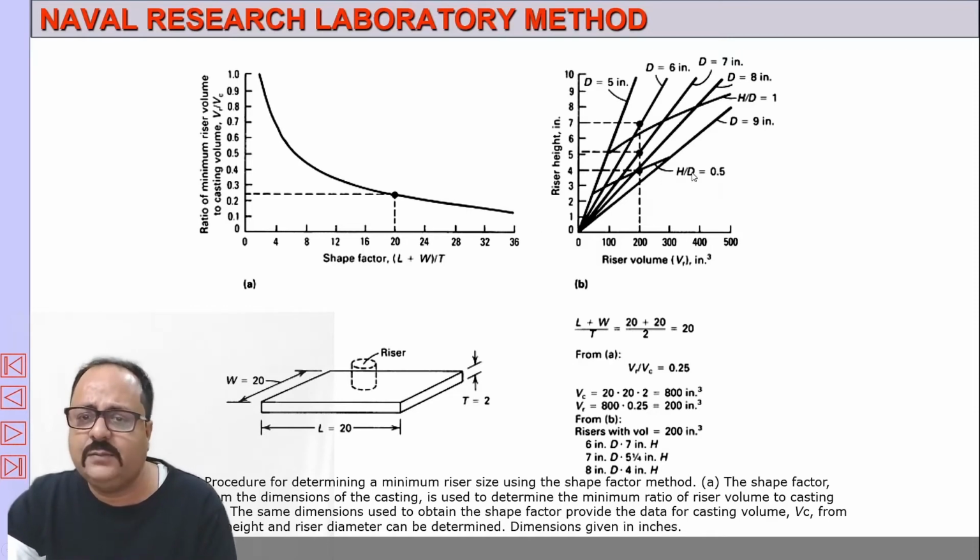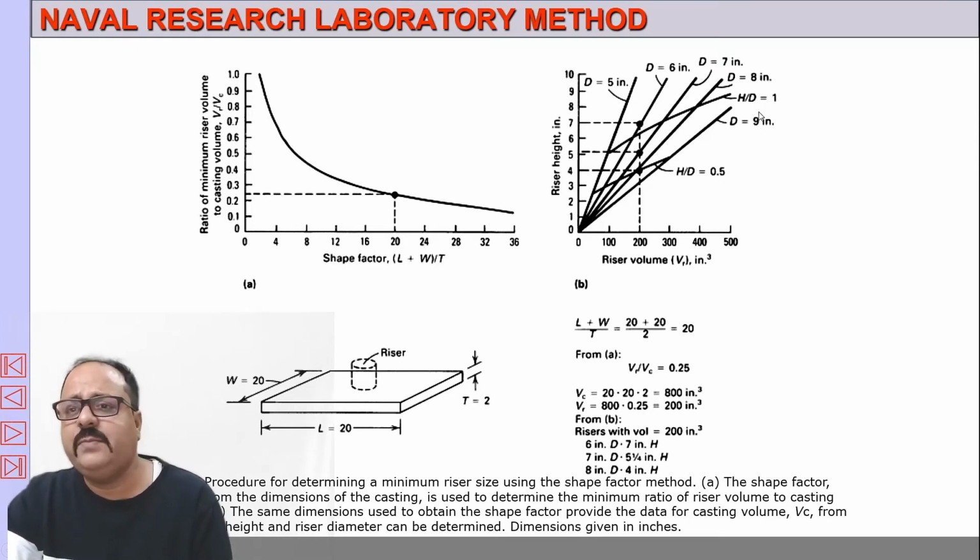Now there is another curve. You will plot this 200 here and draw a perpendicular straight line. So here it is the riser height in inches. So this is given height and this is the diameter, with various lines for diameter. Now you can select a diameter of 6 inches and height will be 7 inches. That is possible, but that is not recommended, because our recommended height by D ratio of riser is 1, or it may be within 0.5. So it should be within 1 and 0.5.